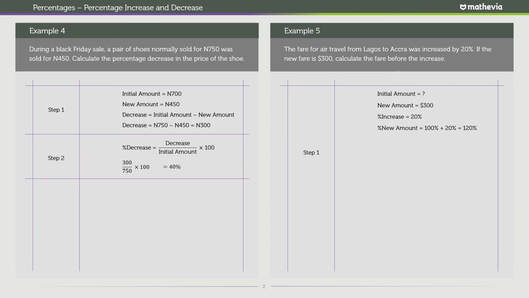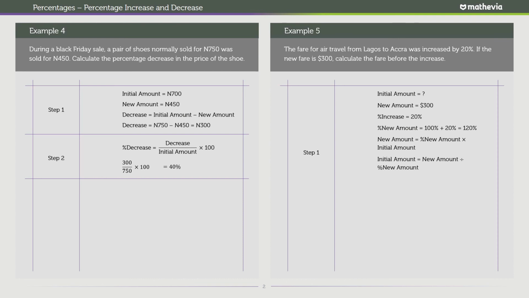So 120% of something equals $300. Okay, so 120% of the initial amount equals $300. So we have the new amount, $300, is the percentage, 120%, times the initial amount. If you change this around, if you have percentage times initial amount equals new amount, then the initial amount equals the new amount divided by the percentage of the new amount. Just think about it: if you have 8 equals 4 times 2, you have 2 equals 8 divided by 4.